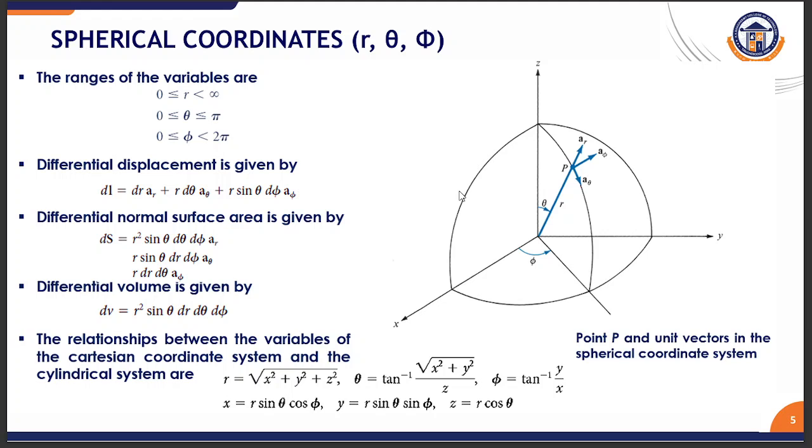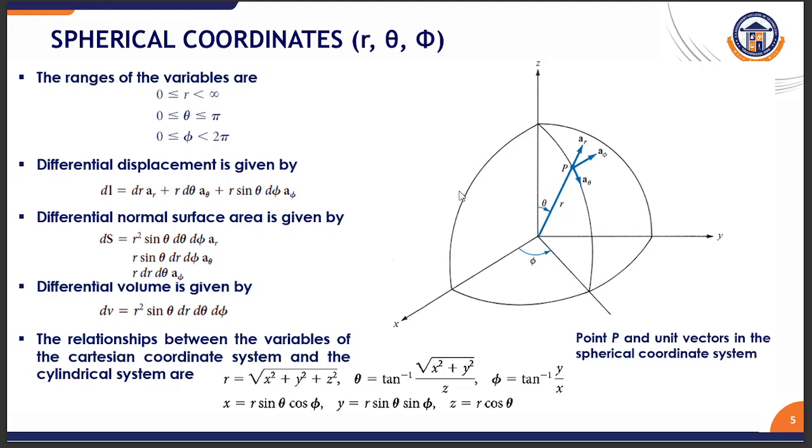And then the differential displacement. This system involves two different arc lengths. A change in theta creates an arc of r d theta, and a change in phi creates an arc of r sin theta d phi. So dl is defined as dr ar plus r d theta a theta plus r sin theta d phi a phi.